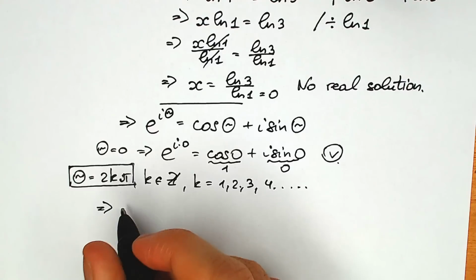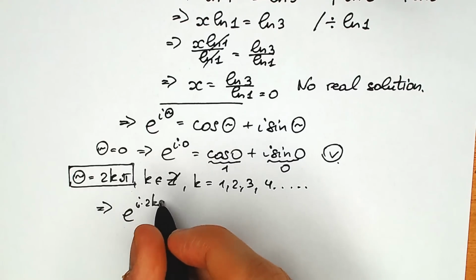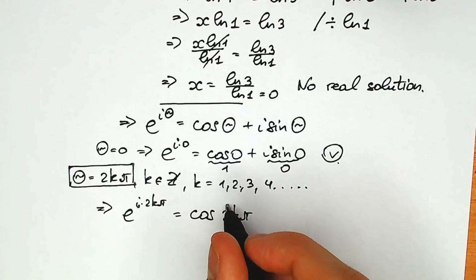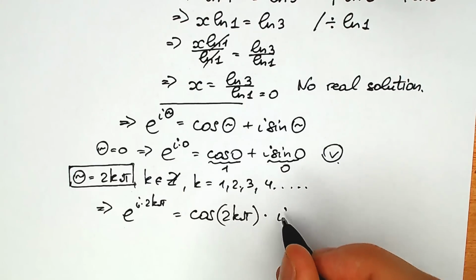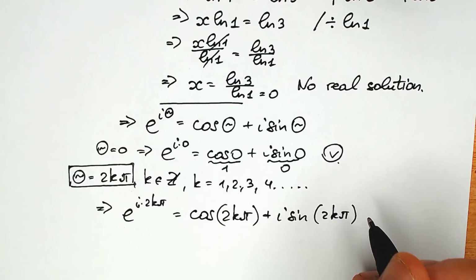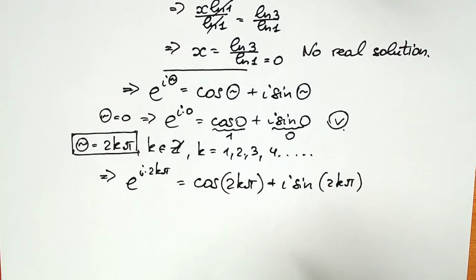As a result, what do we have? e to the power i times 2k pi equals cosine 2k pi plus i times sine 2k pi. This is our substitution. And now, the most important part. Let's see what will happen when k equals 1, for example.